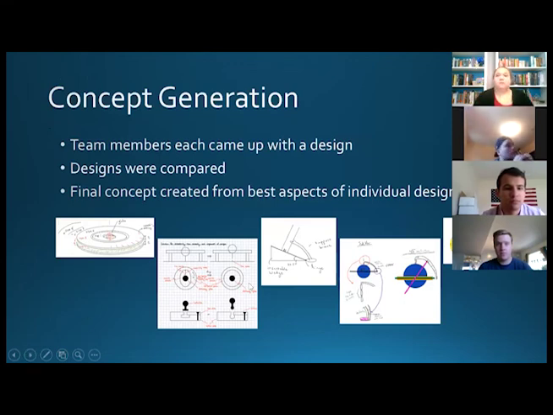For the concept generation, each member of the team was tasked with coming up with a unique design that would satisfy all of the different specifications that Ryan just discussed. The first of the designs was from Caleb, and it consisted of metal discs that were mounted concentrically on a cart.